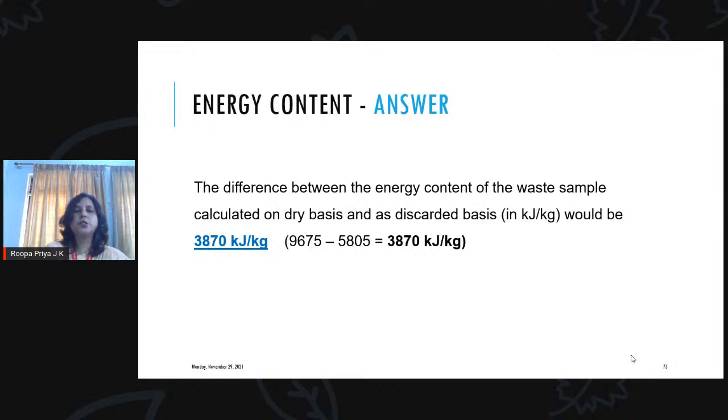So the answer for this particular question, the difference between the energy content of the waste sample calculated on a dry basis and as discarded basis in kilojoule per kg, would be 3,870 kilojoule per kg, which is the difference between the calculated values.